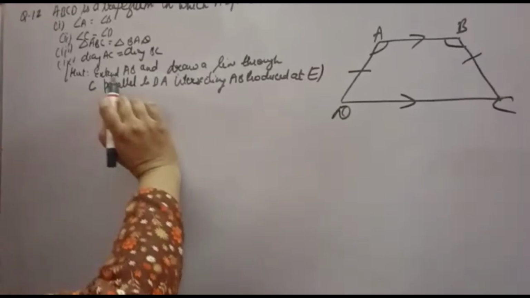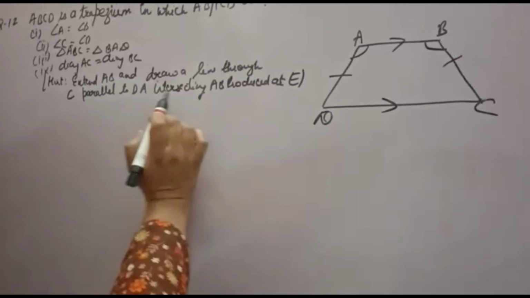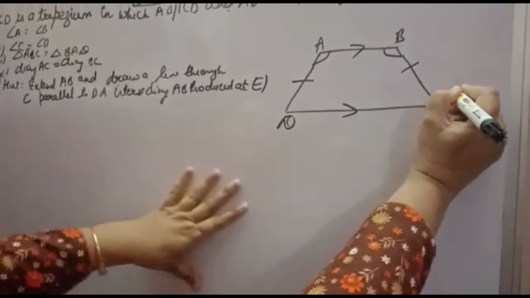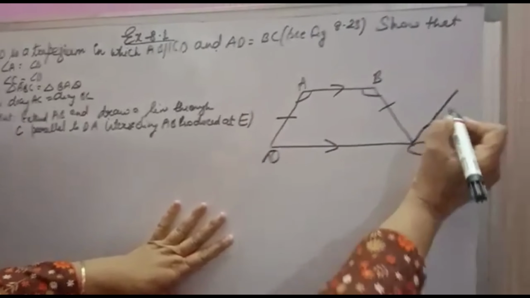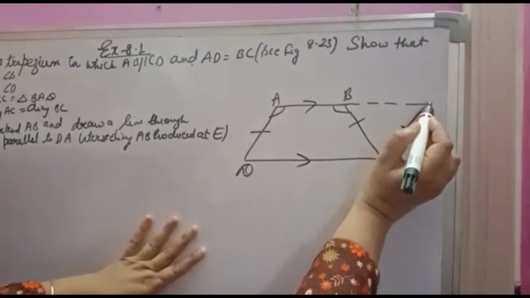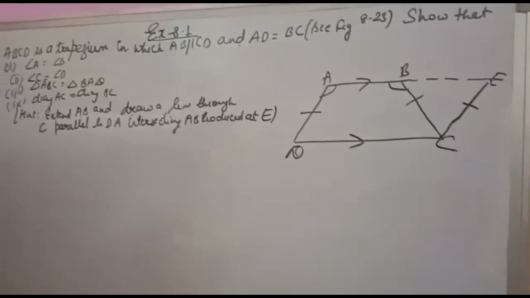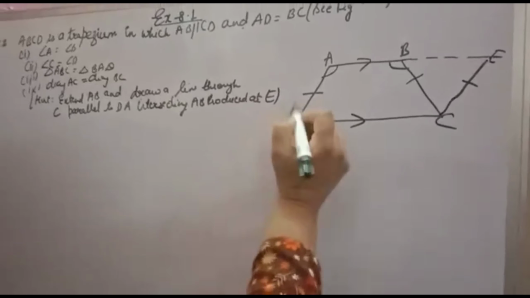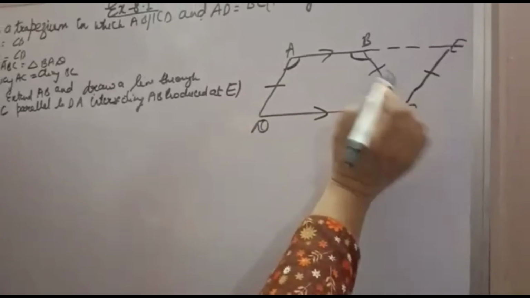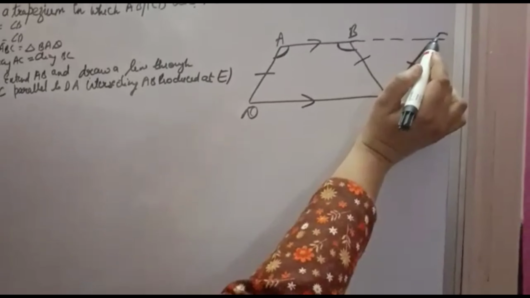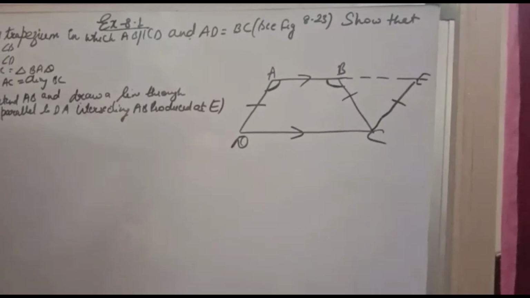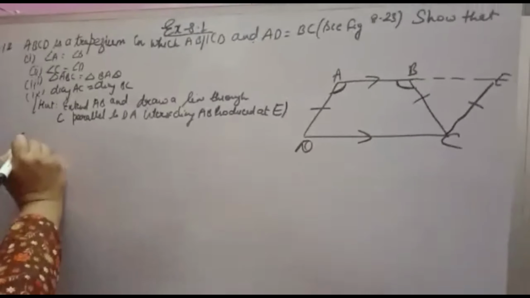Now, a hint is given: extend AB and draw a line through C parallel to DA intersecting AB produced at E. You have to draw a line parallel to AD, and you have to extend AB up to E. This is the hint given. In papers a hint will not come. You have to keep in mind yourself that if a trapezium is there and you have to prove this angle equal to this angle, you first extend AB up to E and then join CE such that CE is equal to BC. This you have to keep in mind. Very important question.